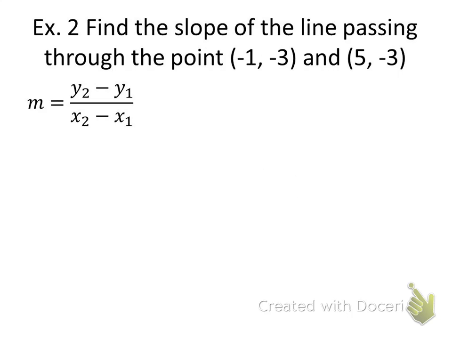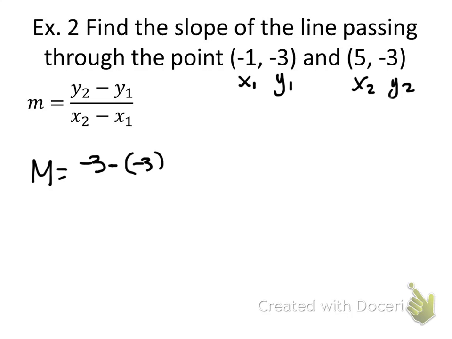-1, -3, and 5, -3. So I've got x1, y1, x2, y2. And the most common mistake that people do here is they go x1, x2, y1, y2. That is not how an ordered pair is written, so do not do that, okay? So, plug it in. M equals -3 minus -3 over 5 minus -1. I need to change these to a positive.